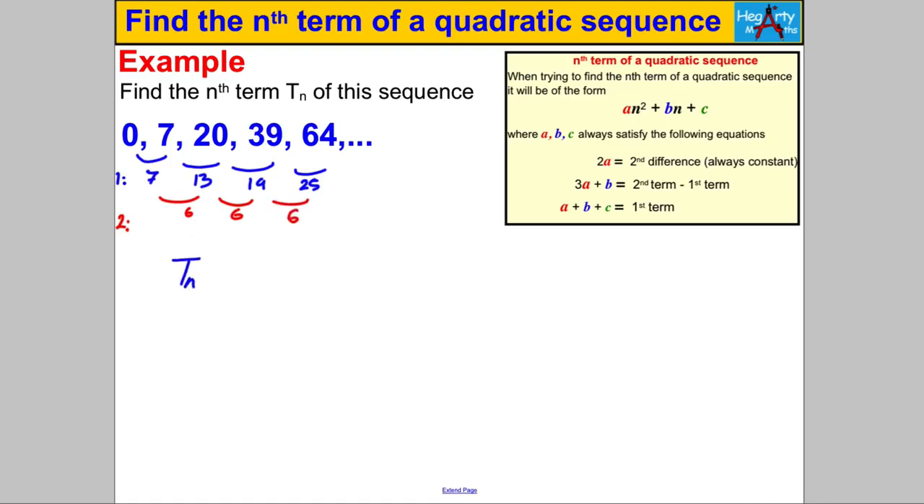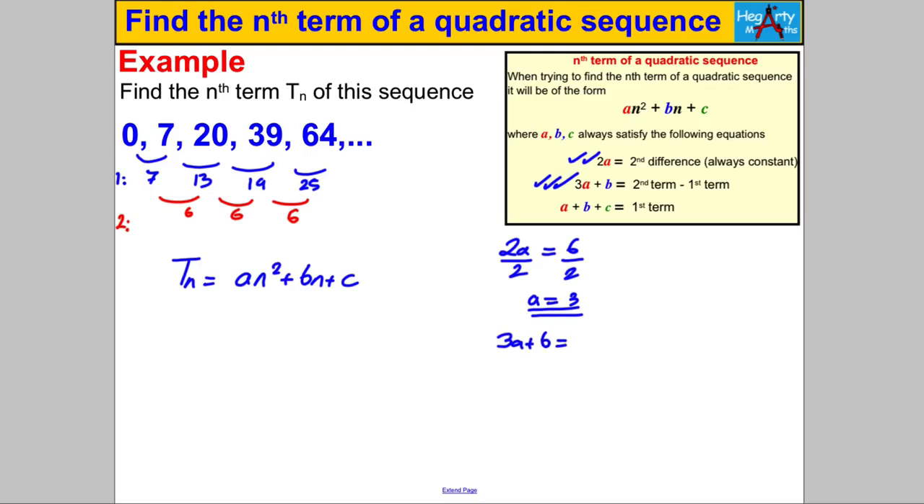So we know the nth term is of the form an squared plus bn plus c. And we know the following is true. We know that 2a is always the second difference. So 2a must be equal to the second difference of 6. Dividing both sides by 2, a is therefore equal to 3. There's a. We also know that 3a plus b is the second term take away the first term, 7 take away 0, which is 7. So therefore 3a plus b must equal 7.